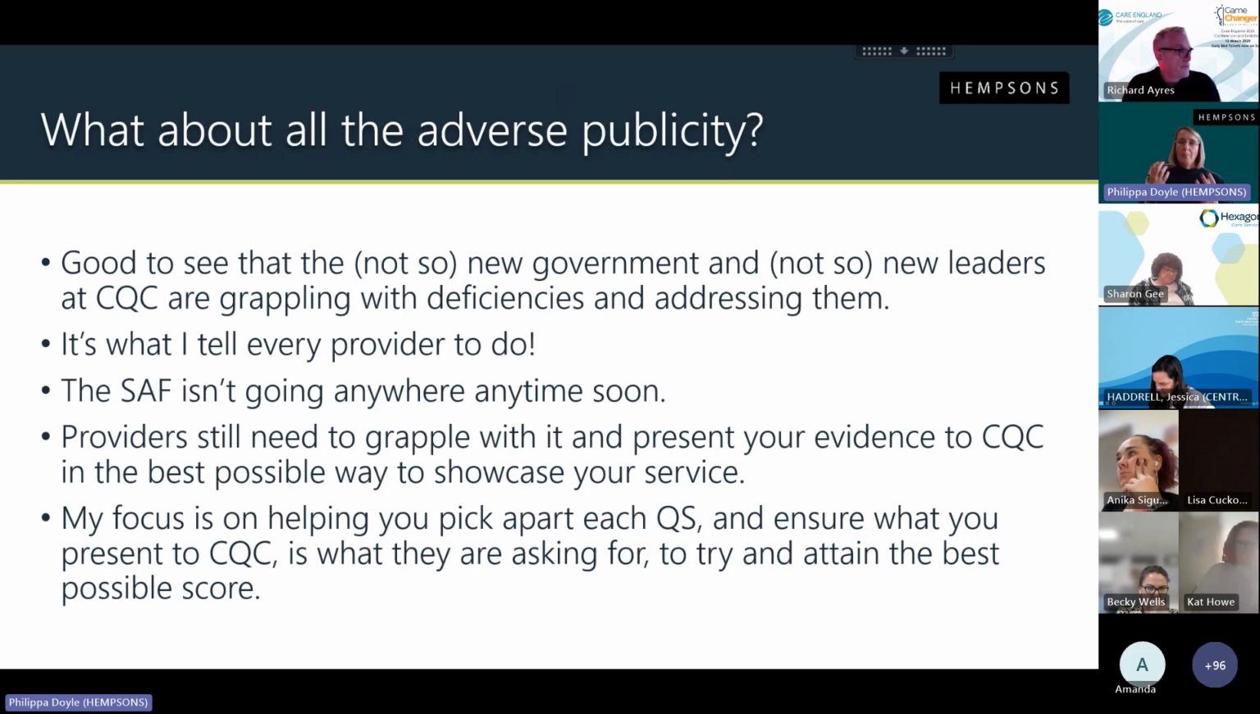You do need to look at the best way to present your evidence to CQC, to showcase your service. And I see my role in working with the sector is helping you to pick apart each of the 34 quality statements and ensure that what you present to the CQC is what they're asking for, so that you can try and get the best possible score. Because the services that I see who are not necessarily hitting the right buttons and they're not scoring as highly as perhaps they would like are the ones that are perhaps not presenting their evidence in the best possible way. Because this is a little bit now like going back to school. And what do we need to say in order to score maximum points on this particular question?